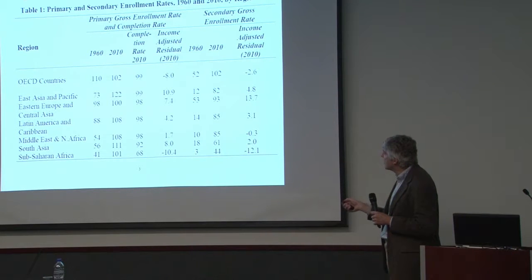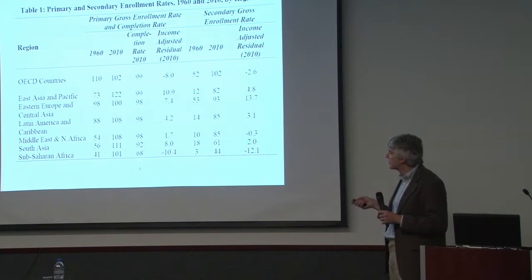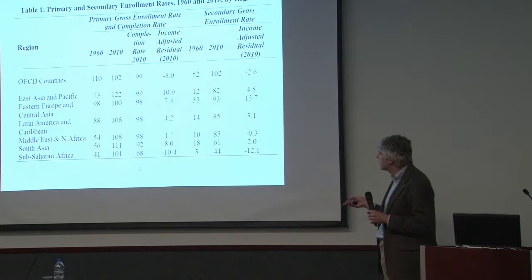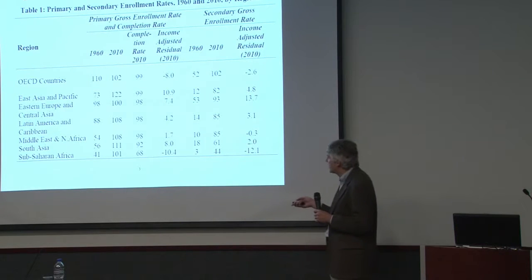You can't go above 100%, okay? So even if your income is really high, they look bad. The developing countries on the whole tend to be on average a little bit above the line, including Latin America and the Caribbean, the one exception being sub-Saharan Africa.